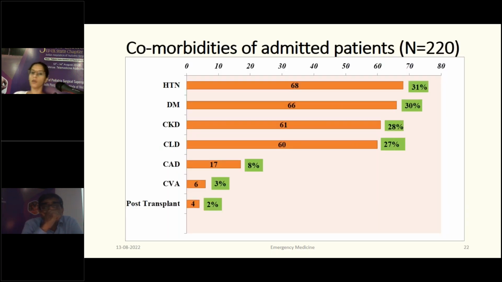The comorbidities of the patients admitted to the ED: comorbidities like hypertension, diabetes mellitus, chronic kidney disease, and chronic liver disease were present in 31%, 30%, 28%, and 27% of those admitted to the ED. Coronary artery disease and stroke were present in 8% and 3% respectively. 2% of the patients were post-renal transplant patients.